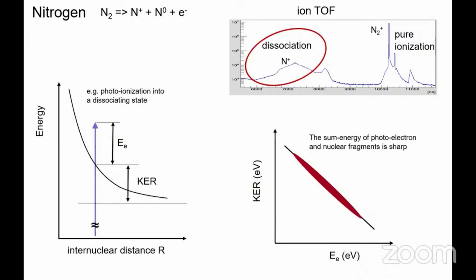Okay, then we thought, let's make a trick, and let's look at the dissociation here. Because there we get more information about the final state. We not only have the electron, we also have in coincidence the molecular ion, the fragment.